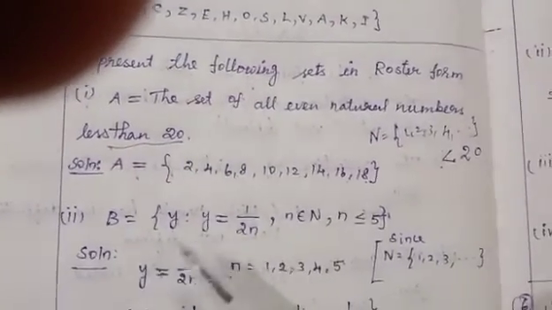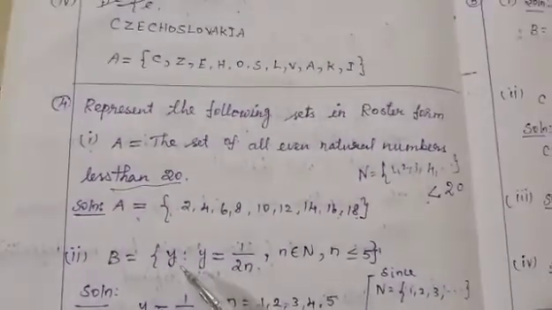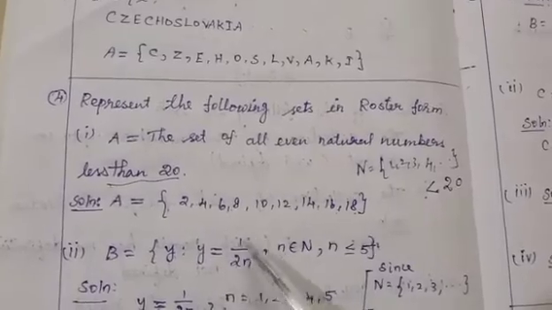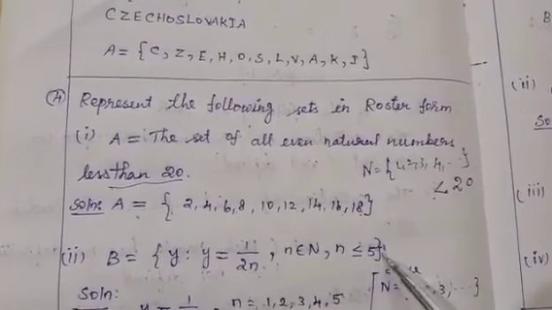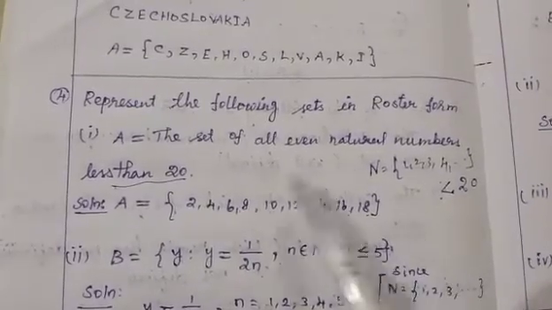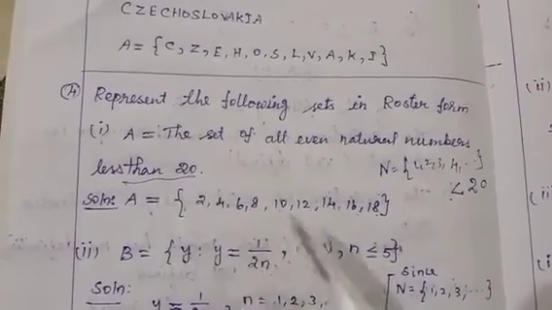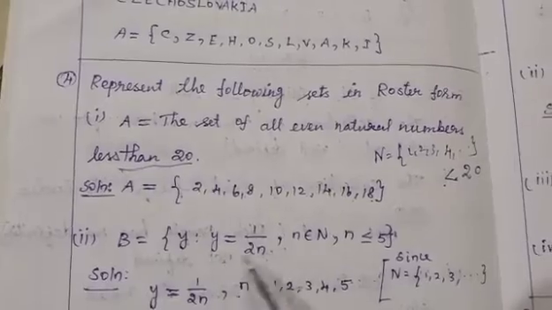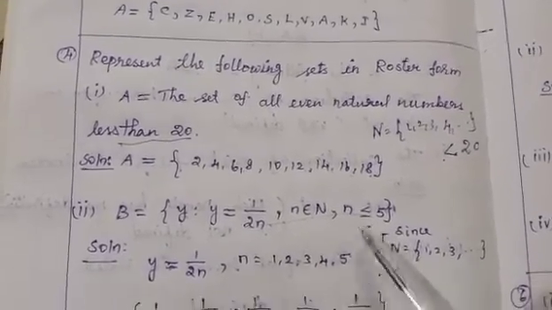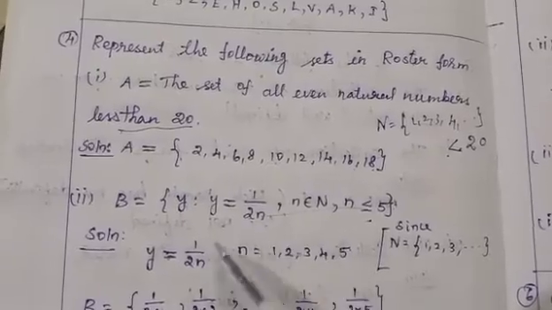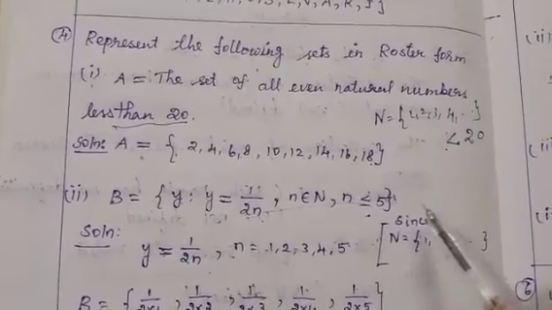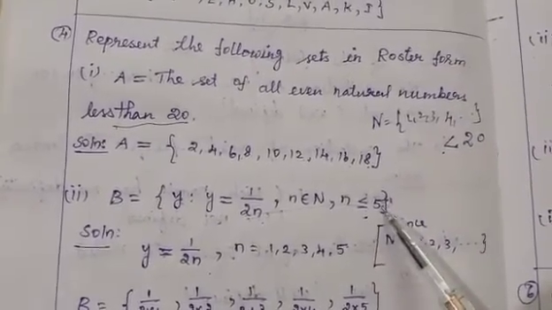The second question, B is equal to the set of all y such that y is equal to 1 by 2n, n belongs to natural numbers, n less than or equal to 5. This is the condition. For the first, the condition is less than 20. For this, this is the condition. So first you have to take and write y is equal to 1 by 2n, then n less than or equal to 5 is given.